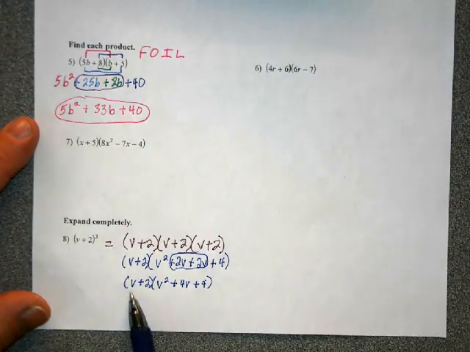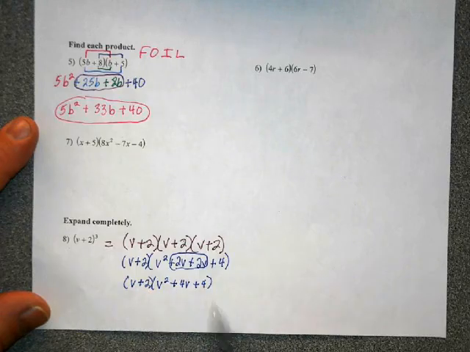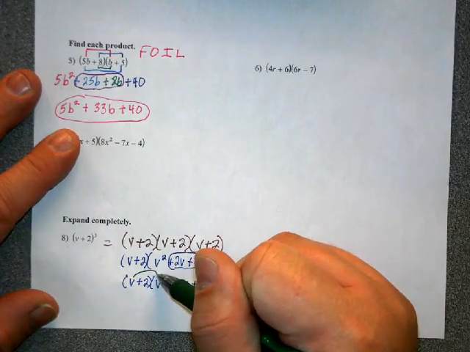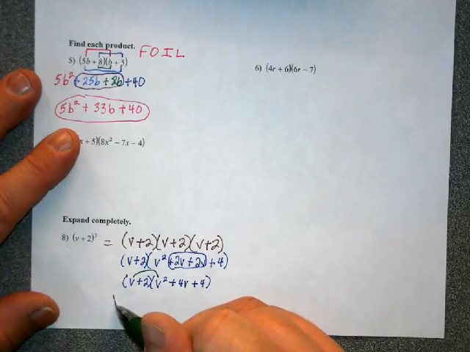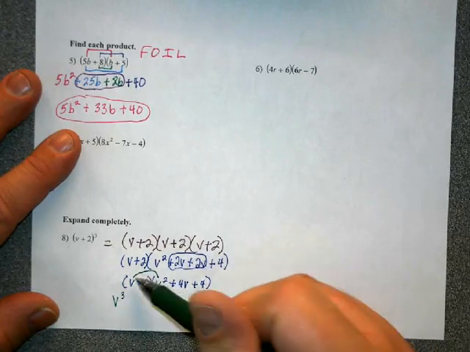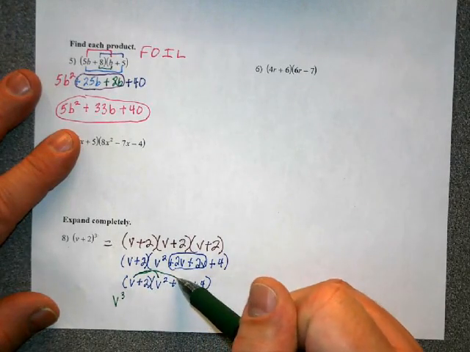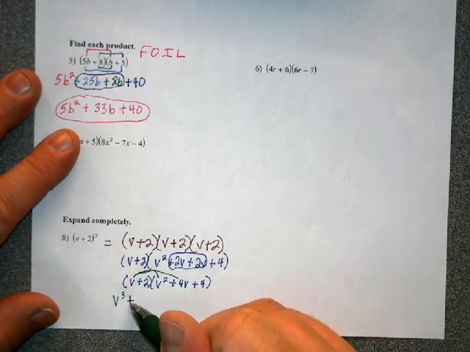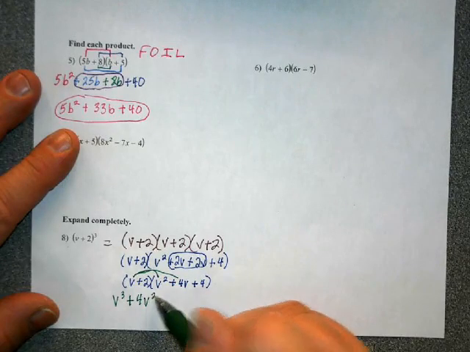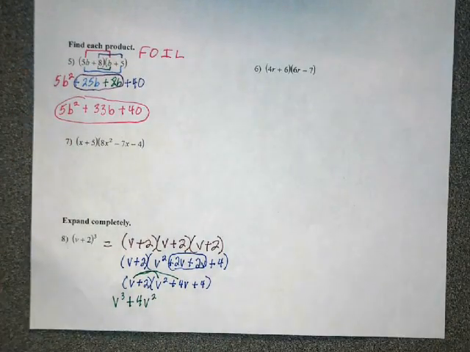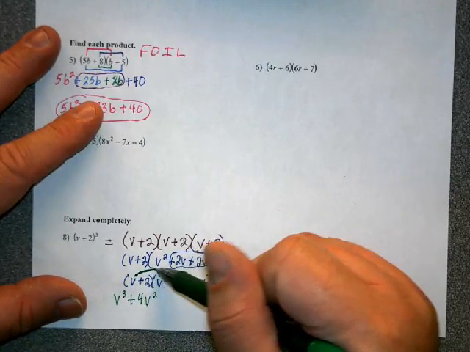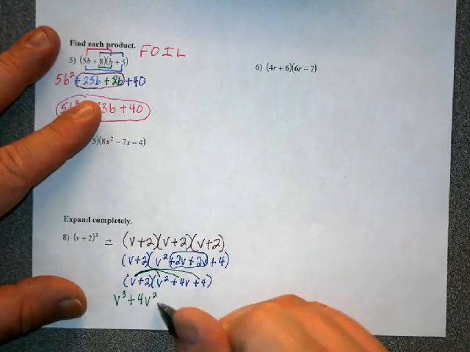Now I have to distribute each one of these terms over the parentheses, right? So v times v squared, v cubed, good. V times 4v, yep, 4v squared. So it's easy to make mistakes. Right, I can't tell you how many mistakes I made yesterday teaching this. V times 4 is 4v.